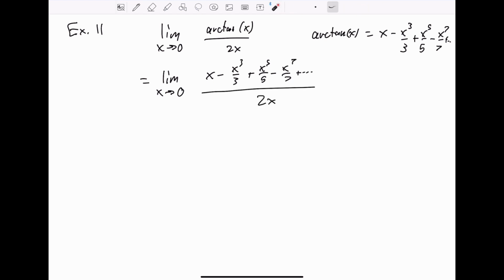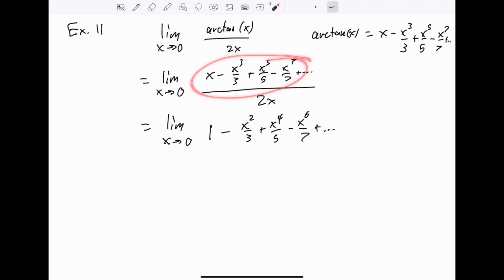We've seen a similar concept where we have a multiple of x cancel in the numerator and denominator. I could think of factoring out an x here, and then the power of x would go down on each of these terms. And then I could cancel the x, numerator and denominator, or I can just think cancel one power of x from each of these fractions in the numerator. We're left with the limit as x approaches 0, 1 minus x squared divided by 3 plus x to the 4th divided by 5 minus x to the 6th divided by 7. The power goes down on each of these fractions because we're canceling an x with the x in the denominator. In the denominator, we're left with a 2.